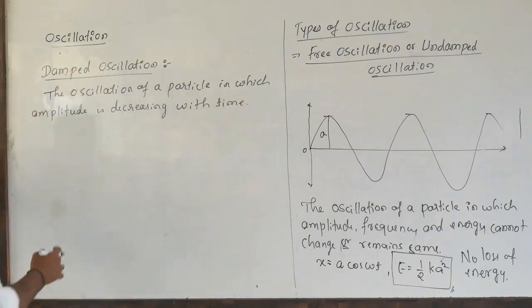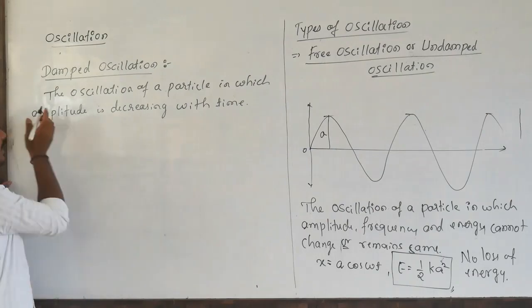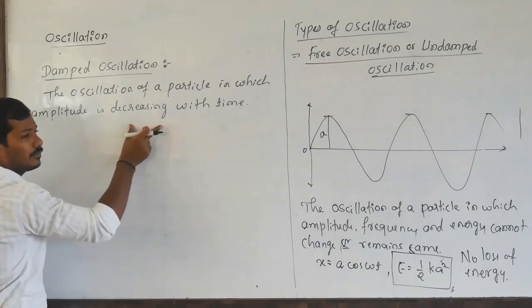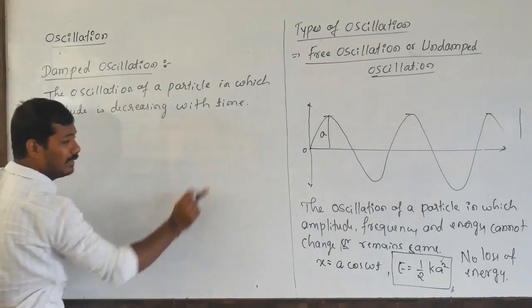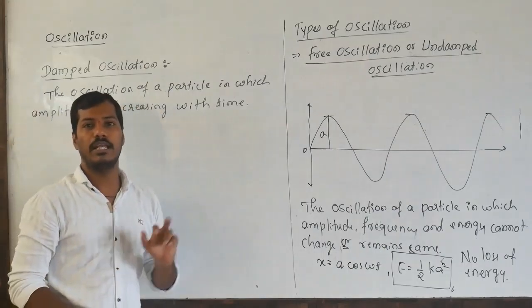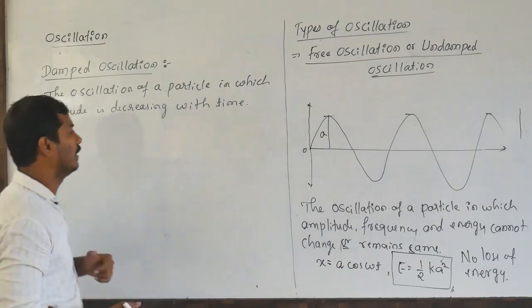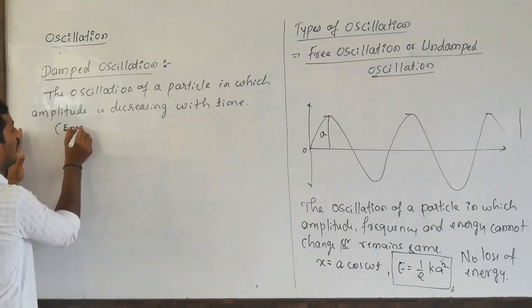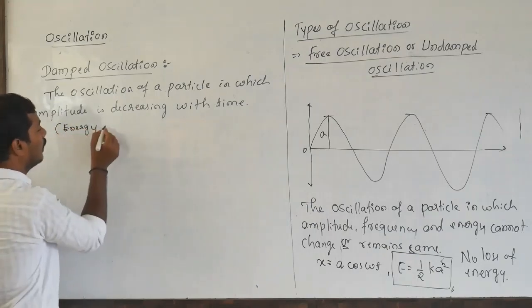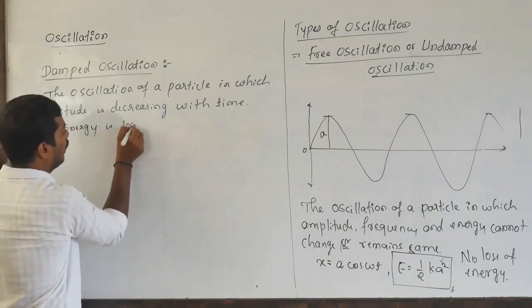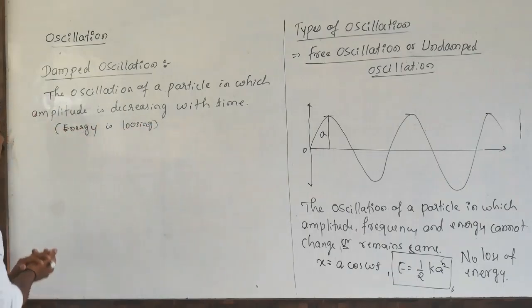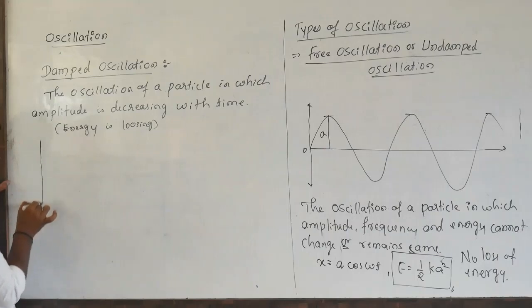With time, it's called what? Damped oscillation. Damped oscillation, it means what? If the amplitude is decreasing, it means the energy is lost. Energy is continuously being lost here. Okay, one diagram is there.